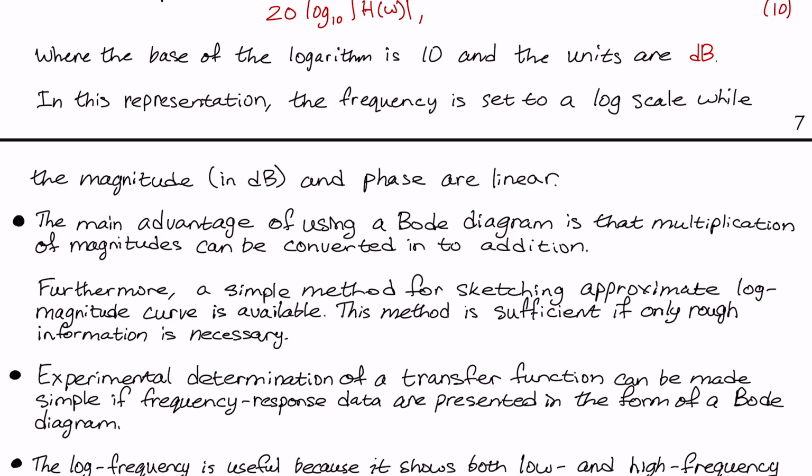So the fact that multiplication converts into addition is one of the things that allows us to do this. And then the second thing is that we can sketch approximate curves that give us basic insight into what's going on. And as a result, if we have some frequency response data, we can then do an experimental determination of the transfer function from our Bode diagram.